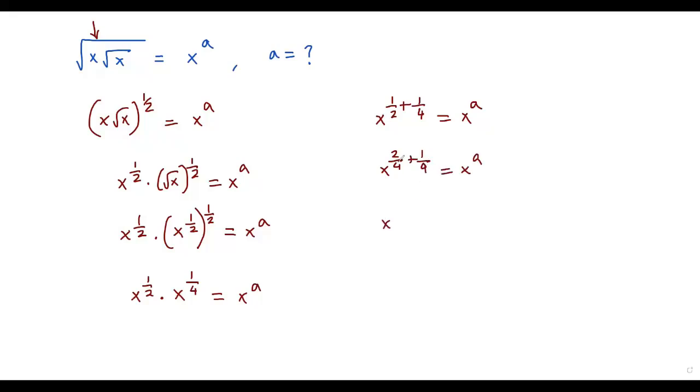So now we have the same denominator for both fractions. We can take the denominator in common and add the numerators. 2 plus 1 is 3, so 3/4 equals x to the 8th power. Here two terms are equal with the same base x. So whenever two terms are equal with the same base, we can equate the exponents. So we get 3/4 equals a. So now I got the value of a. So the value of a is 3/4.